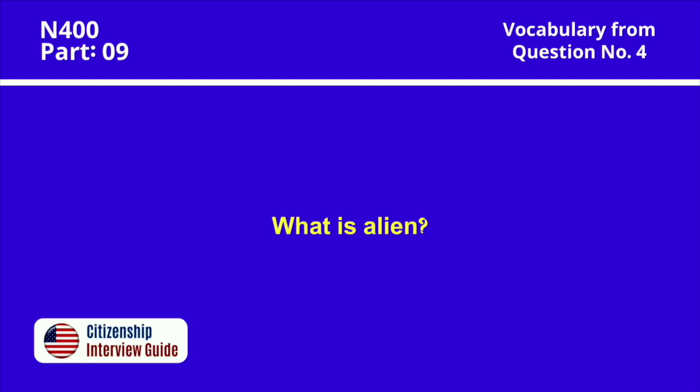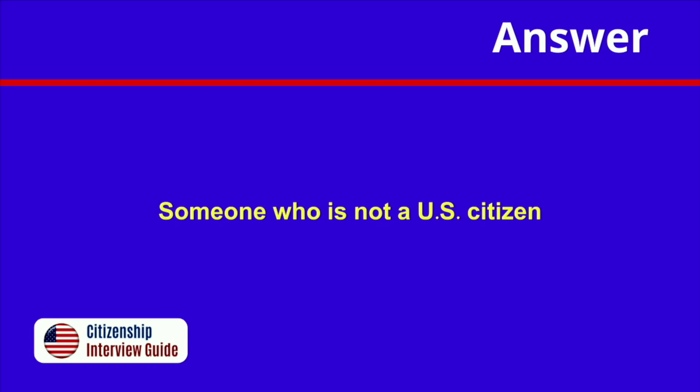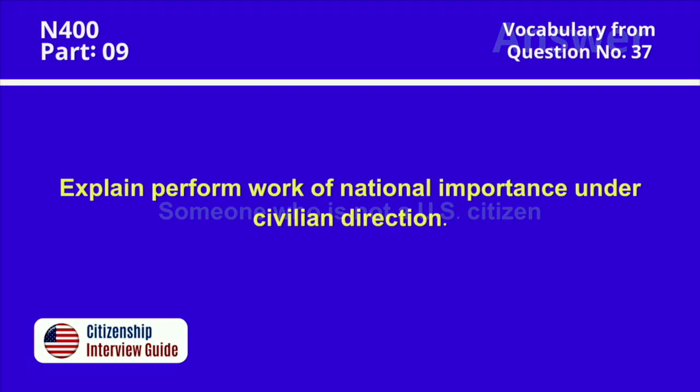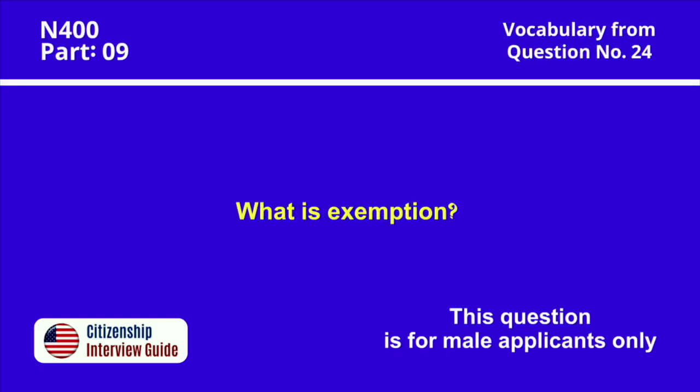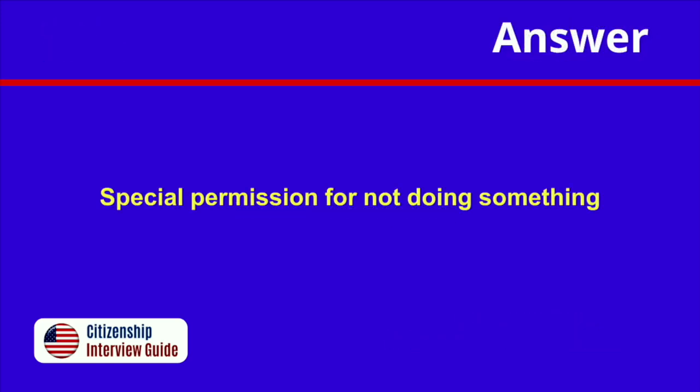What is alien? Someone who is not a U.S. citizen. Explain, perform work of national importance under civilian direction. Do non-military work during a national crisis under civilian direction. What is exemption? Special permission for not doing something.